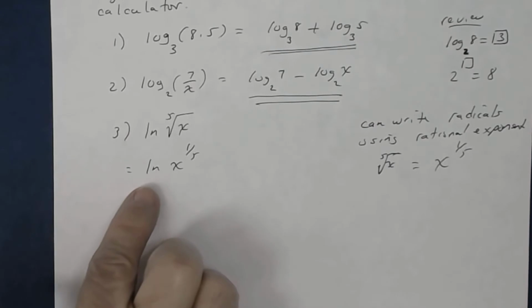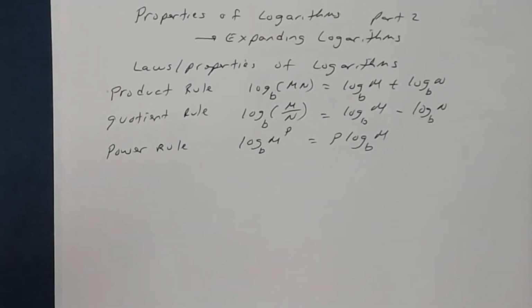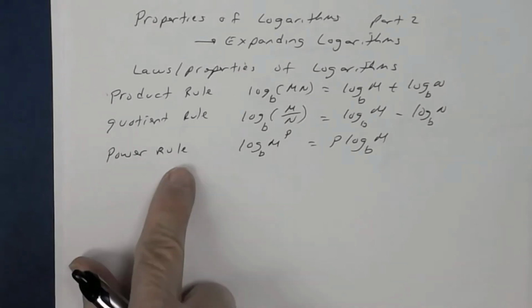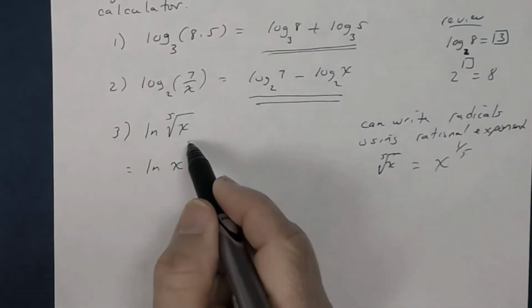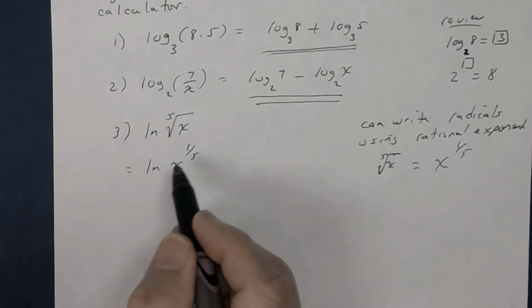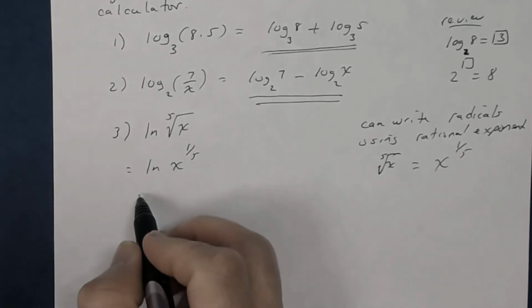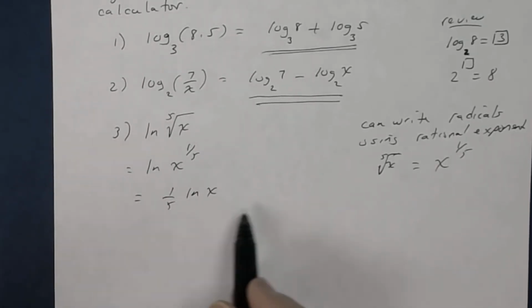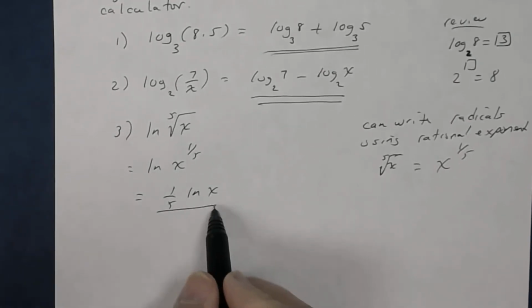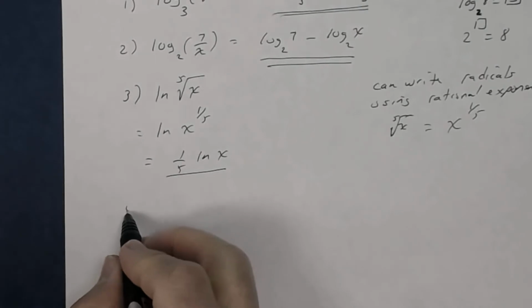Now, what else can I do to this? Can I use any of these properties right here to do this? Yeah, so I can use the power rule, right? So if I look at the power rule, that means I take this exponent 1/5 and I'm going to write it as a factor in front of this natural log of x. So this will become 1/5 times the natural log of x, and I can't do anything else. So I'm done. So that's your answer. Okay? All right, number 4.